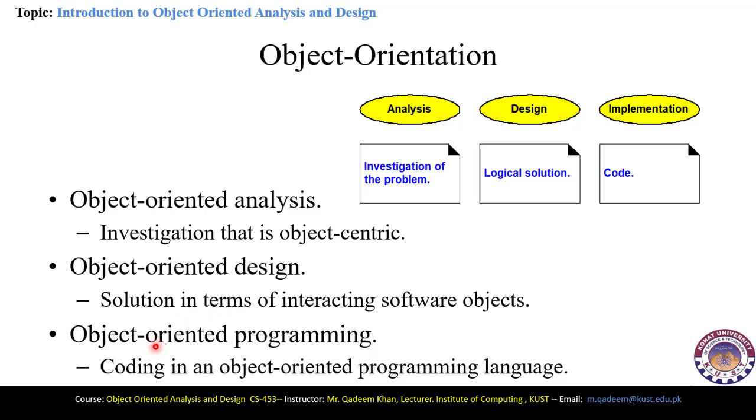And at the end, we have object-oriented programming. Here we will write the practical code of the object-oriented system that we first analyzed and then designed in the previous two steps. In these steps, we will perform object-oriented programming using certain high-level programming languages. For example, C++ is an object-oriented language. Similarly, Java and C# are high-level object-oriented languages. So here we will perform the coding in object-oriented programming languages.